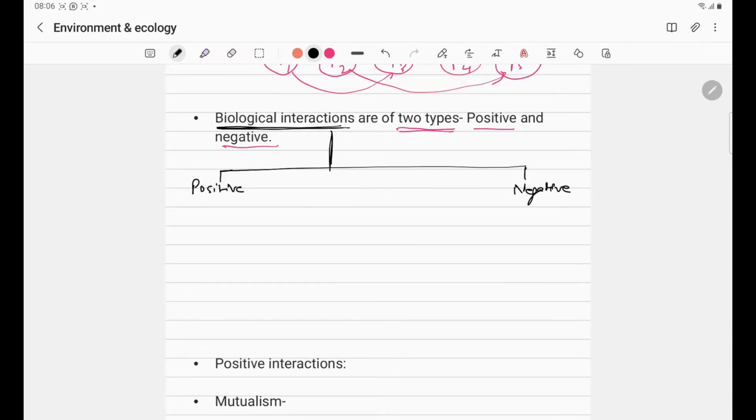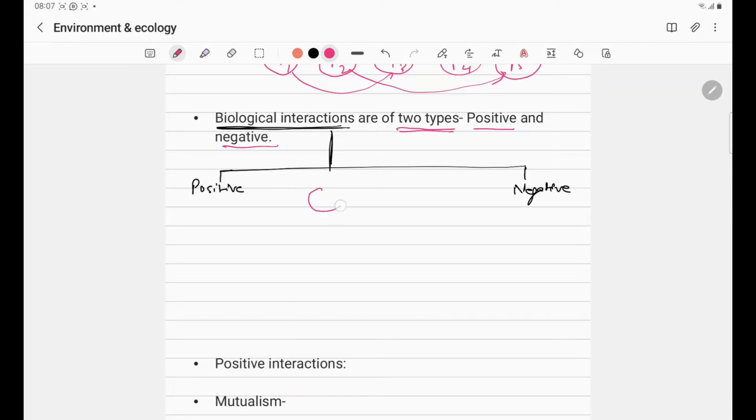In positive interaction, say two species are interacting with each other. If both the species derive benefits out of this interaction, or at least one species derives benefit out of this interaction, then we can say that it is a positive biological interaction. Similarly, in negative biological interaction, if there is an interaction between two or more species and the interaction is negative for both the species, or for at least one of the species, then we can say it is negative biological interaction.